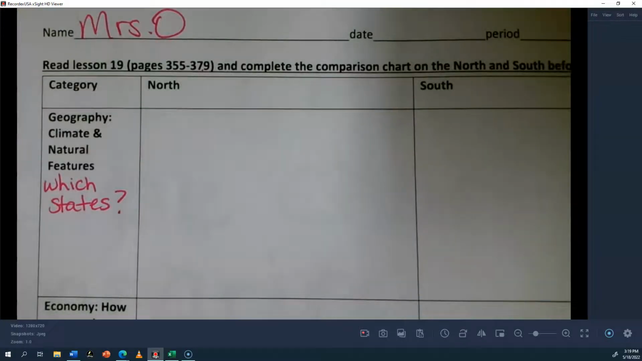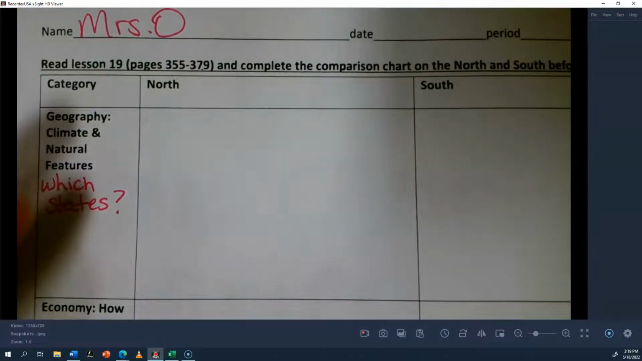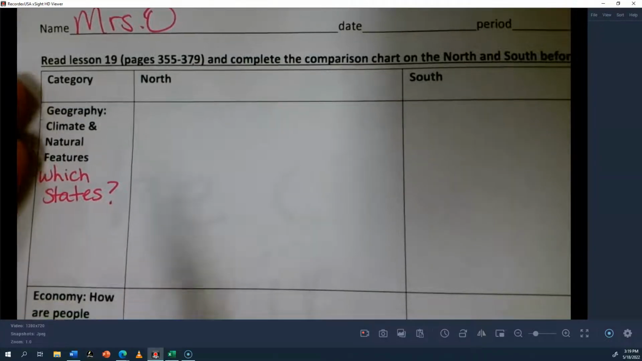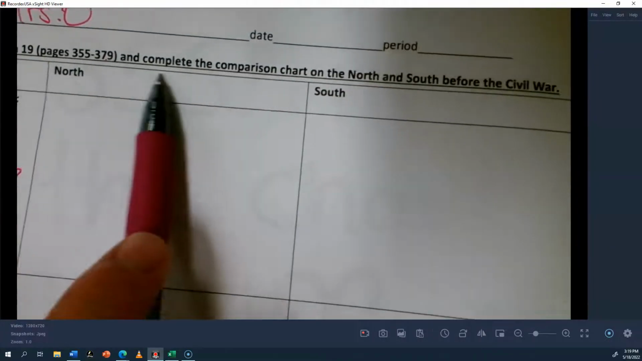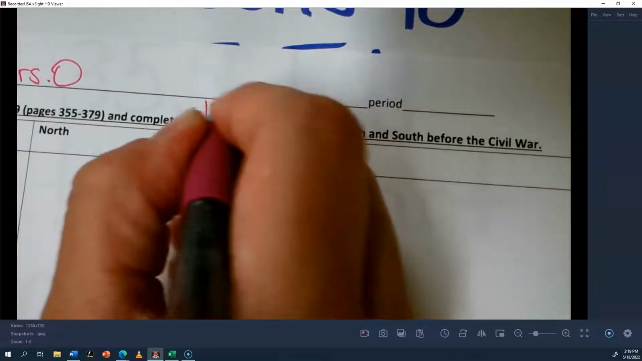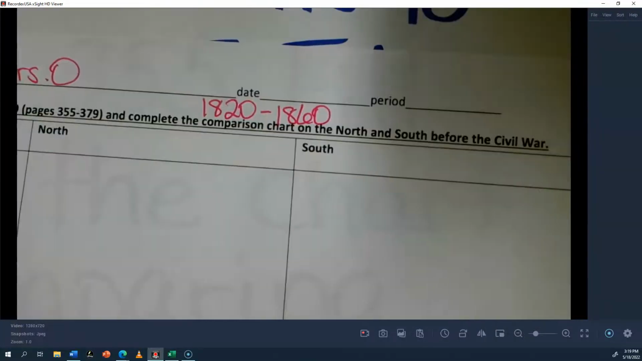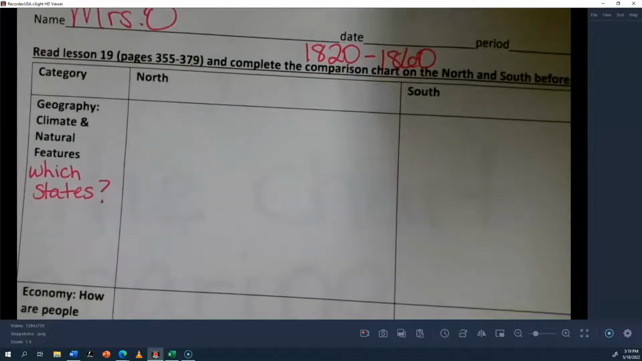Guys, just listen. I'll go over all of it, I promise. Okay? So if you just stop looking at your book and listen for a second. You're going to complete the comparison chart on the North and South before the Civil War. We're looking at the period really of 1820 to 1860. And a lot changed in those 40 years.